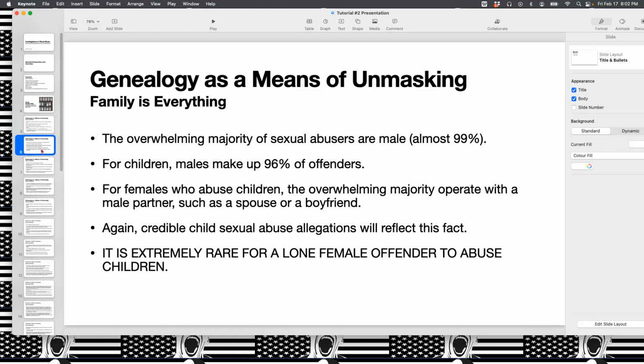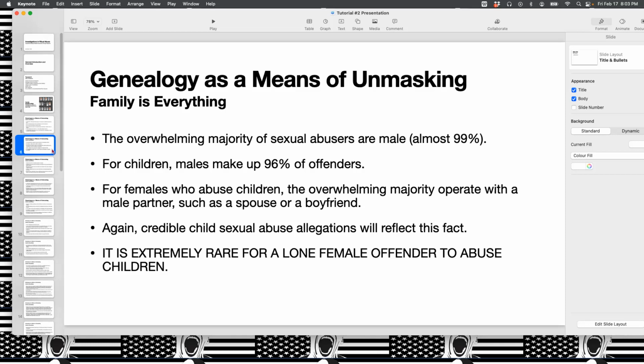I've been doing this for 22 years, and I can tell you from my experience that the academic literature, the studies that have been done, are credible in this respect. So the overwhelming majority of sexual abusers are male, almost 99%. And that number stays at around 90% or 90% plus the further down in age you go. So when you're talking about someone who's under the age of 6, it's almost exclusively a male abuser. The further up you go, sometimes it goes up, but it's exponentially higher for men than women. So overall, males make up 96% of offenders.